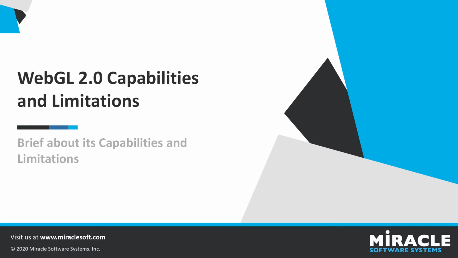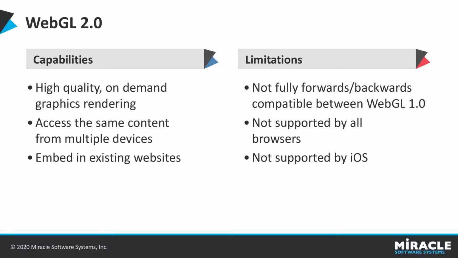So what are some capabilities and limits? WebGL 2.0 gives developers the ability to create high-quality interactive graphics that can be accessed from the most popular web browsers. And since it's a website, the same content will be viewed across multiple devices. Some limits include WebGL 2.0 and 1.0 are not fully forwards and backwards compatible, so that is something to keep in mind when you're developing for WebGL. It is not supported by all browsers, and it is not supported by iOS. WebGL 1.0 was, WebGL 2.0 is not.